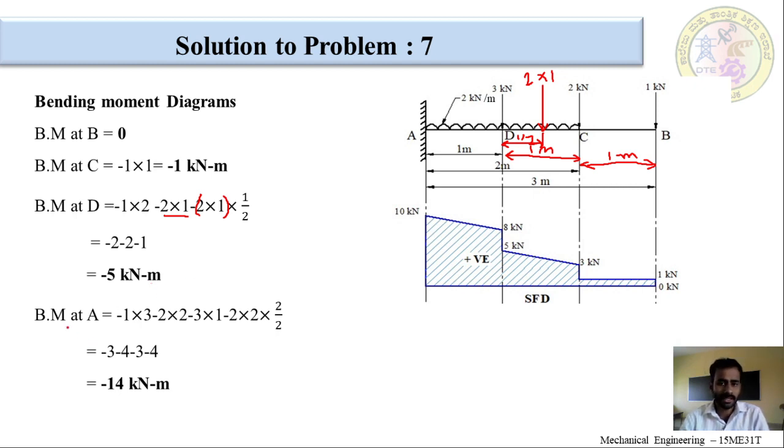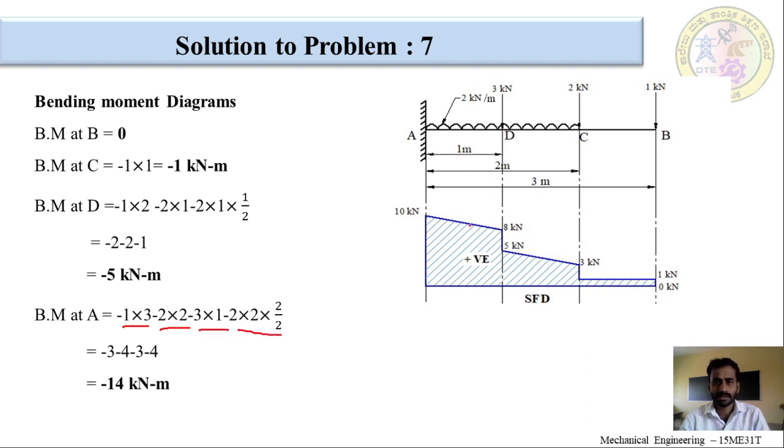Now, we will see the bending moment at A. When we are calculating the bending moment at A, consider the 1 kilonewton, 2 kilonewton and 3 kilonewton point loads and the complete UDL of 2 kilonewton per meter from C to A. So, the bending moment at A is minus 1 into the distance of 3 meters, because this load is at a distance of 3 meters from A, and the next load is minus 2 into 2, the distance being 2 meters. For the 3 kilonewton point load it is minus 3 into the distance of 1 meter.